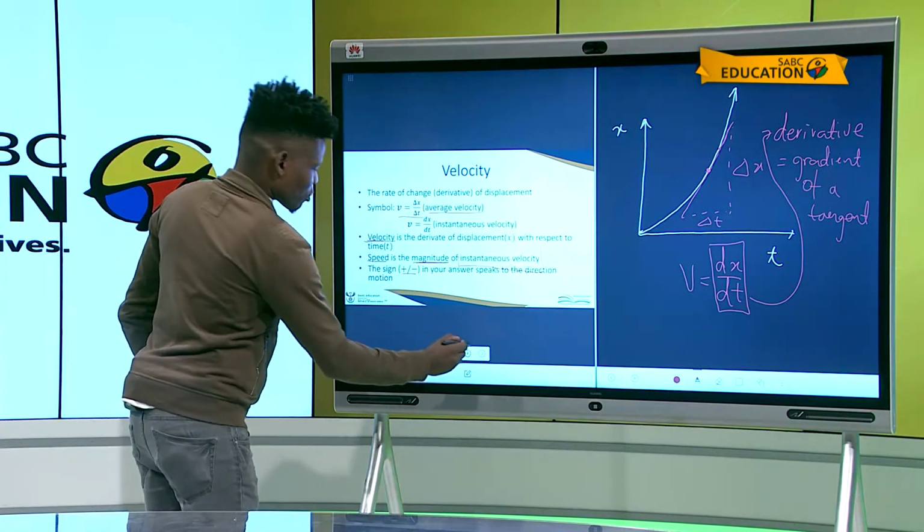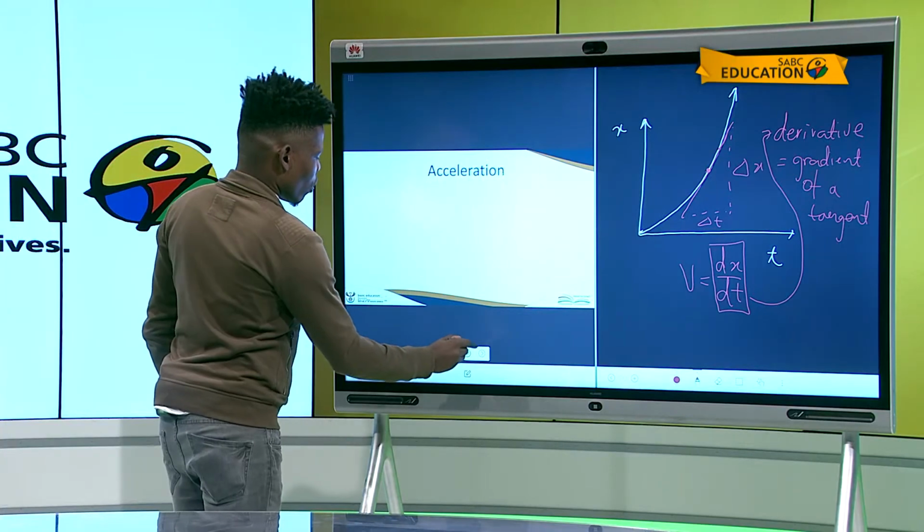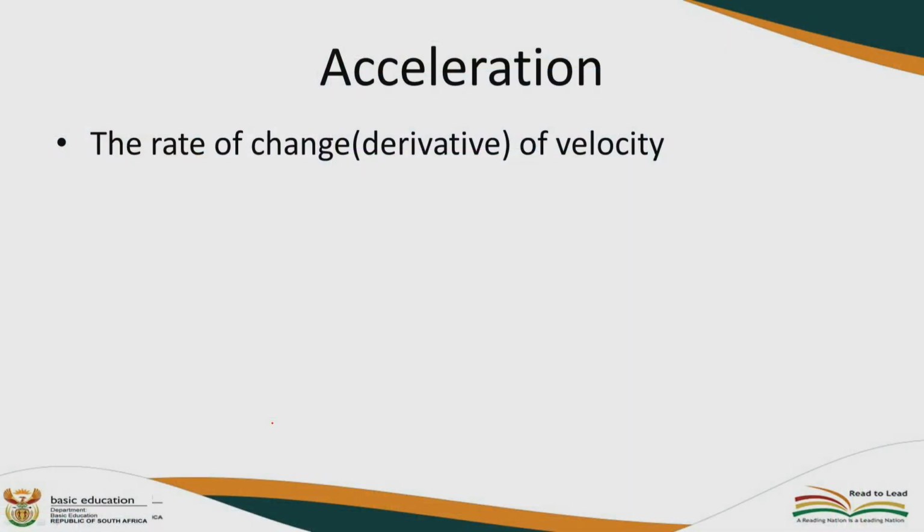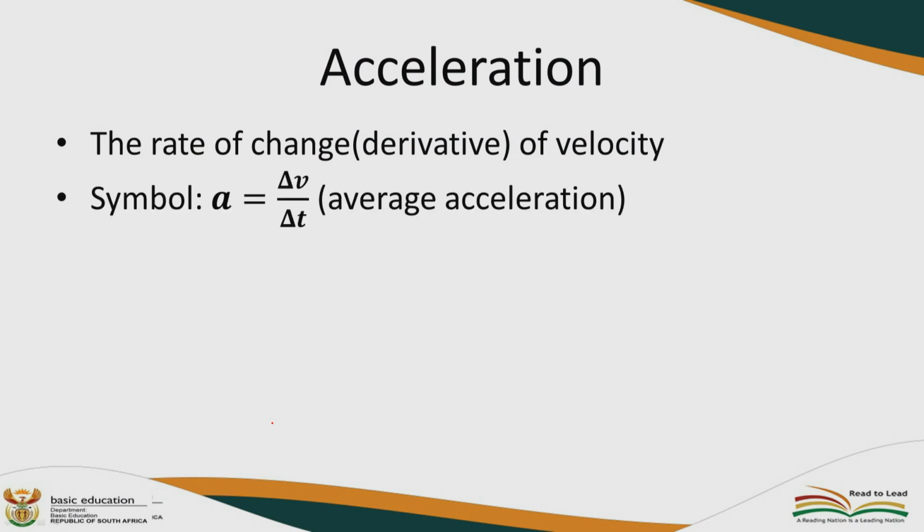All right, now let's quickly go through acceleration. Now we said acceleration is the rate of change of velocity. Now in symbol, acceleration is given as delta v over delta t. So this is the change in the velocity over the change in time. And this is what in science we refer to as the average acceleration.